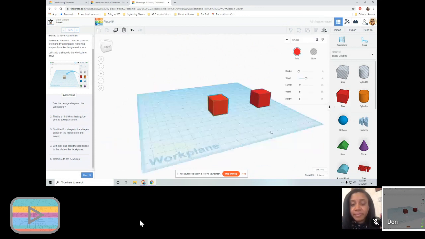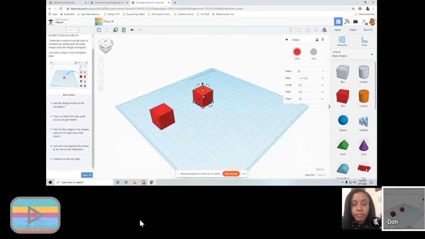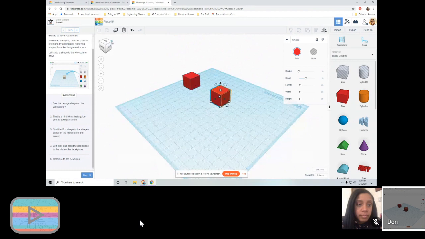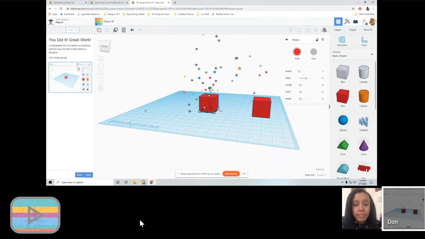If you hold down right click is how I move around the screen, but you've also got this view cube up here, which is a staple in the Autodesk CAD programs. You can use all of that, and it's going to go through each of those and show you, hey, this is how you do this.